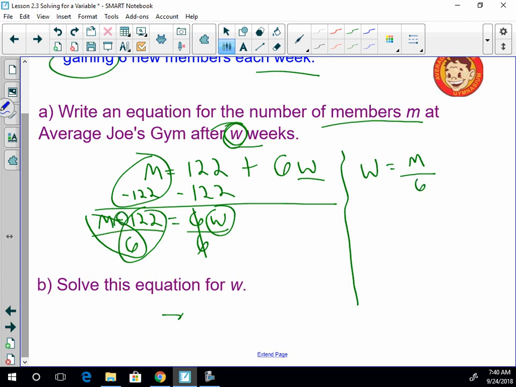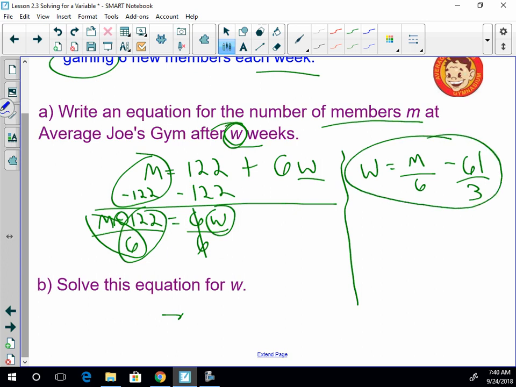We are separating by subtraction, because we subtracted the 122. And then 122 over 6 can be simplified to 61 over 3. So this would be your final answer.